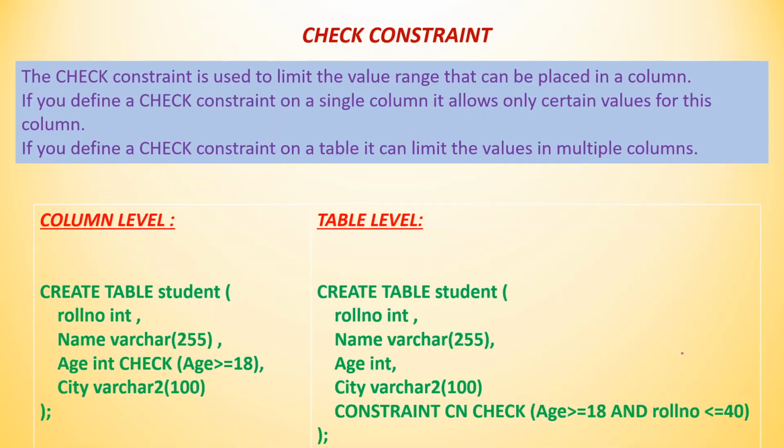Next is check constraint. Check constraint is used to limit the value range that can be placed in a column. It means it can be used to see that only a particular range of values enters the table in the database. This you can apply at both levels, column level and table level as well.